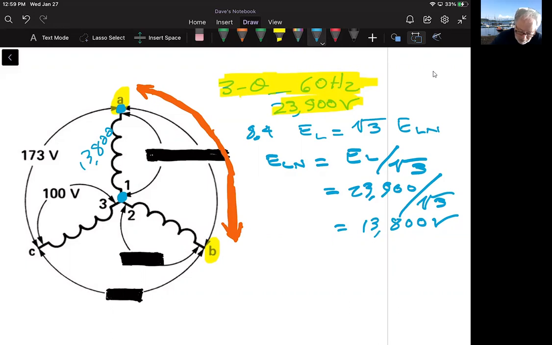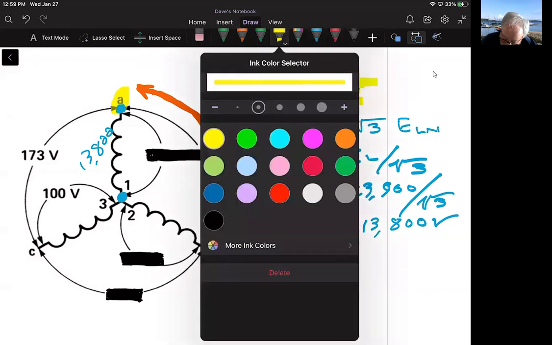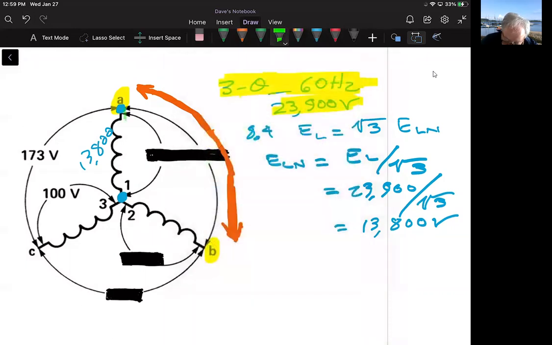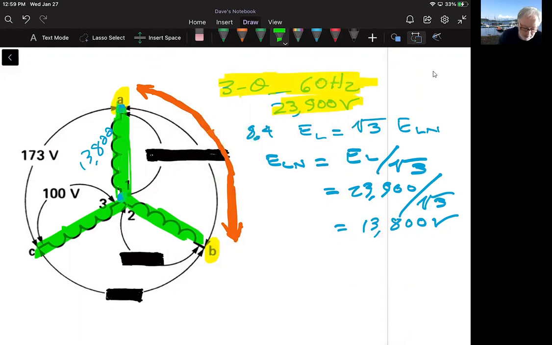Okay, the second thing says, what is the voltage induced in the individual windings? Well, what we're talking about when we say the individual windings, we're talking about winding here, and then winding here, and then winding here. Okay, so what we would find out is that this is symmetrical and everything else is equal. So the voltage induced in each of those would all be equal to the same voltage that we found in the one that we solved for. Okay, so they'd all be 13,800.